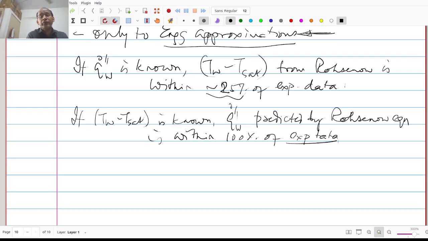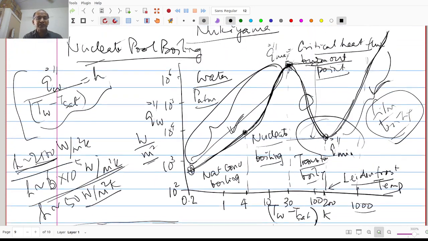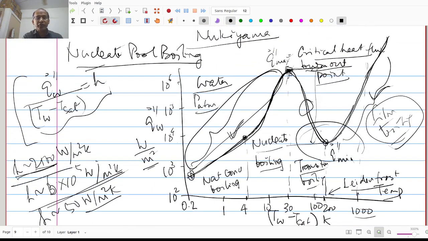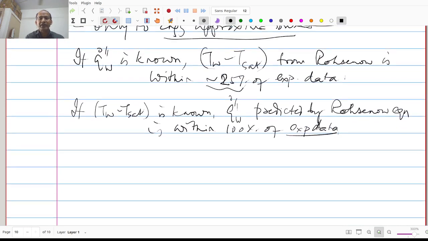Okay, so this is much more serious because you see that the Q wall is in the order of 10 to the power of 3, 10 to the power of 4, 10 to the power of 5, 10 to the power of 6. So if I predict, let us say 20,000, the values can well be anywhere from 10,000 to 30,000 or something like that. Almost up to 100% deviation can be there, right? So that is the approximation that is there.